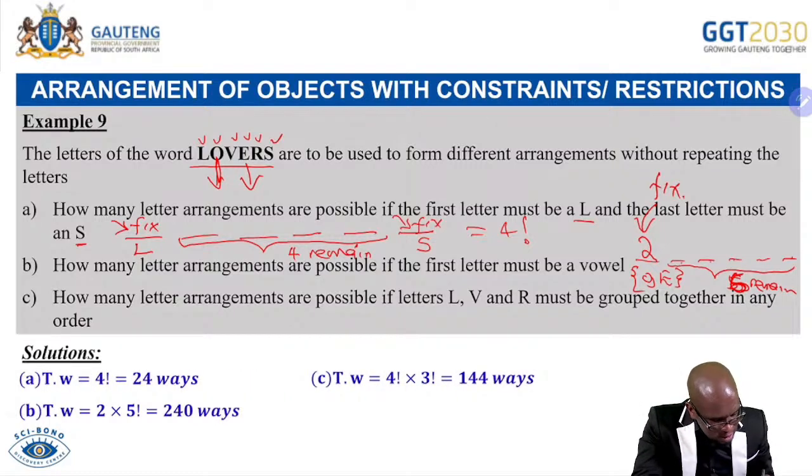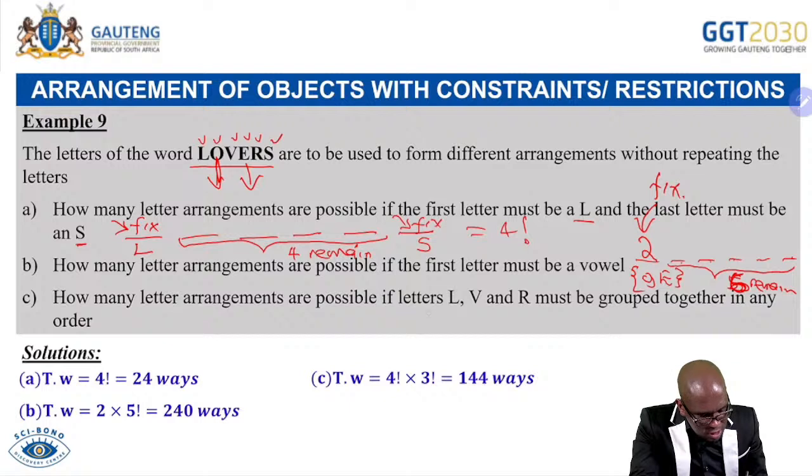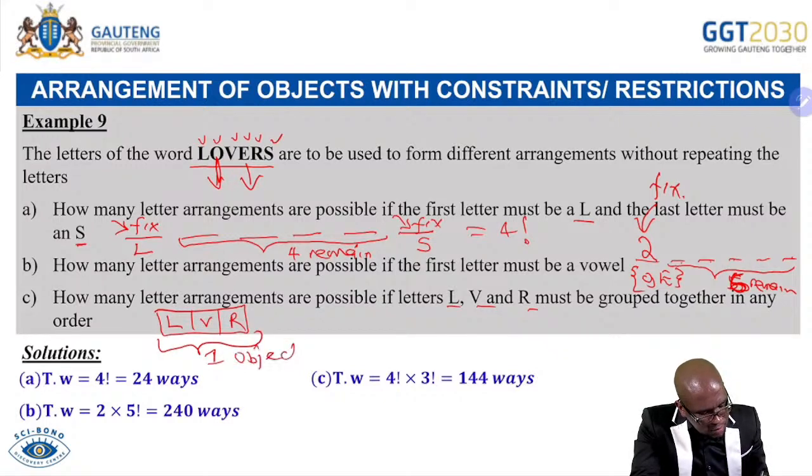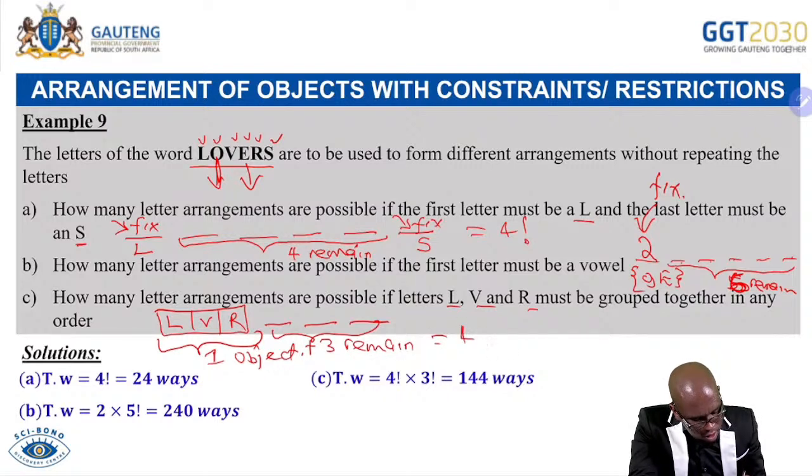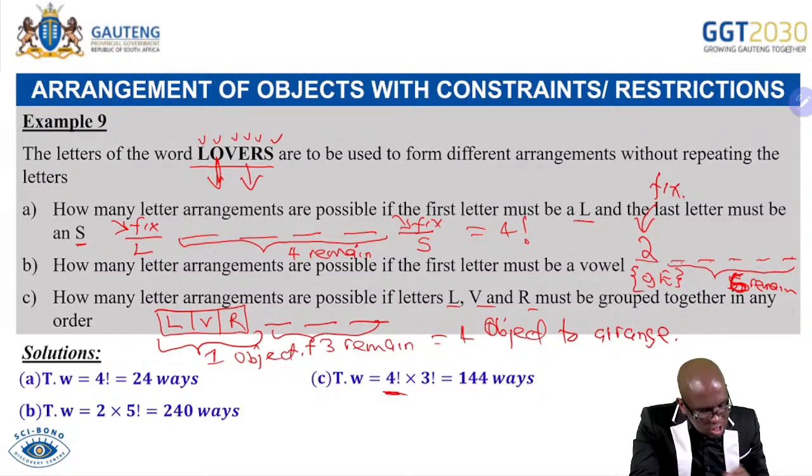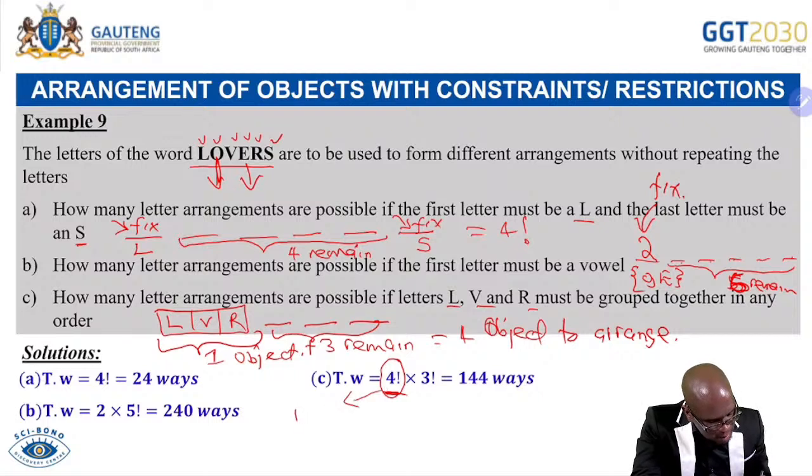Right, let's go to the third one. How many arrangements are possible if L, V, and R must be grouped together in any order? So we have L, V, R. If they are grouped together, you treat them as what? One object. And then from there, how many letters remain? 1, 2, 3. 3 remain. Now the total will then be what? 4 objects. You have 4 objects to arrange. Because it's 4 objects, they can be arranged in 4 factorial ways. So that is where the 4 factorial is coming from. It is coming from what?